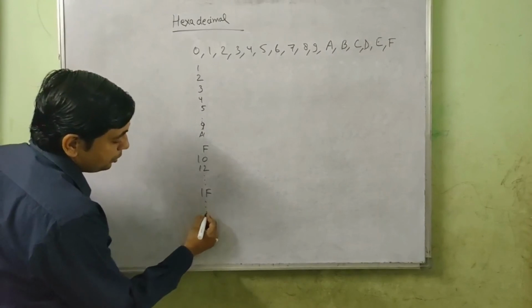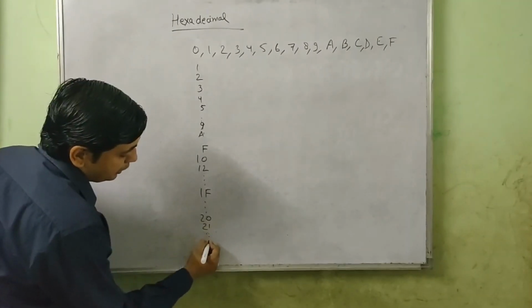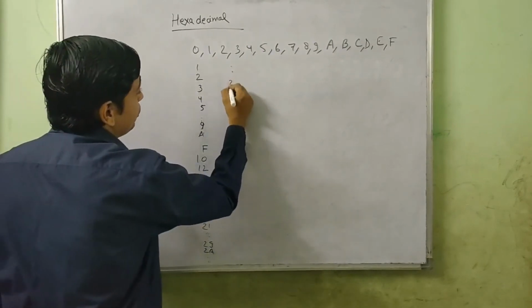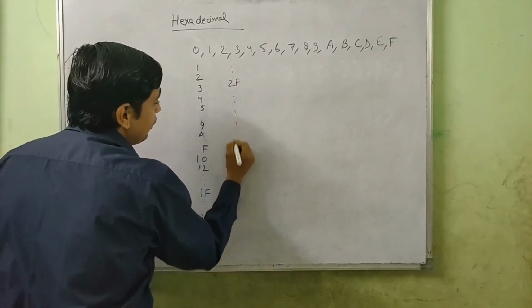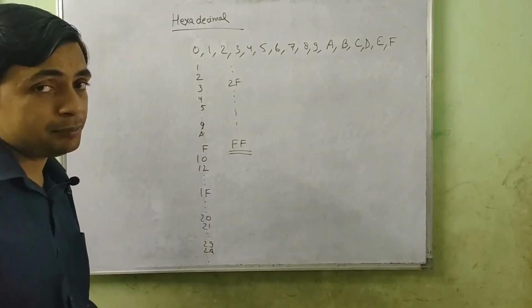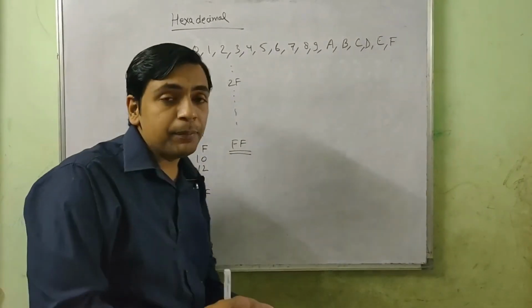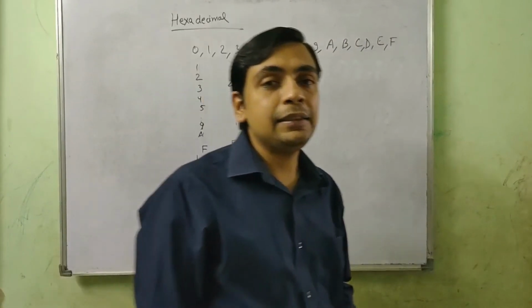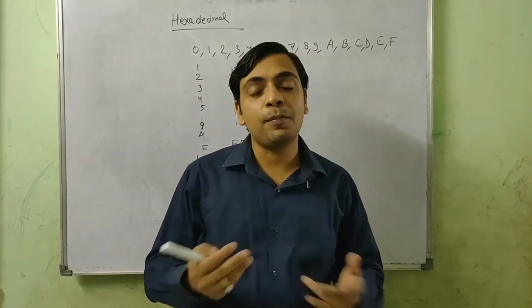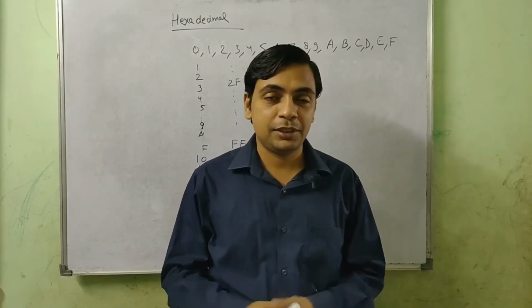Okay, 2, 0, 2, 1, then 2, 9, then 2A, and it will go to 2F, and that will go to FF. That will be the last 2-digit number. So similarly, any number is formed, and hence a finite number of digits forms infinite numbers.